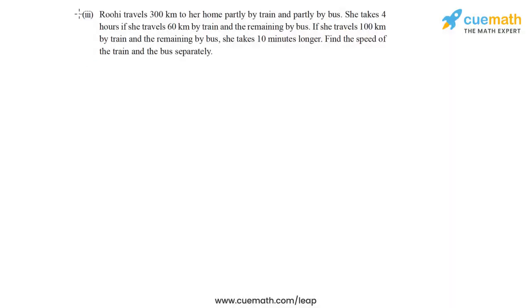So in part 3 of this question, the problem statement says Ruhi travels 300 kilometers to her home partly by train and partly by bus. She takes 4 hours if she travels 60 kilometers by train and the remaining by bus. If she travels 100 kilometers by train and the remaining by bus, she takes 10 minutes longer. Find the speed of the train and the speed of the bus separately.